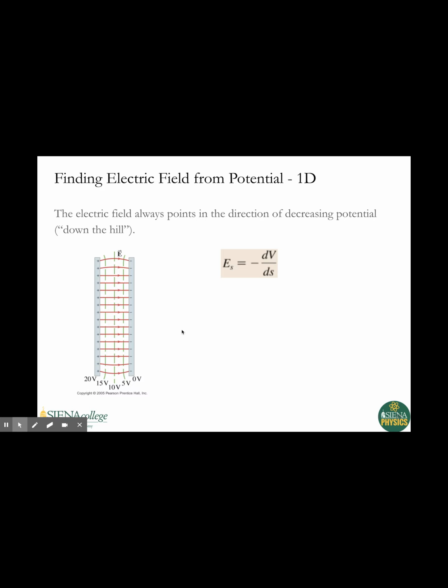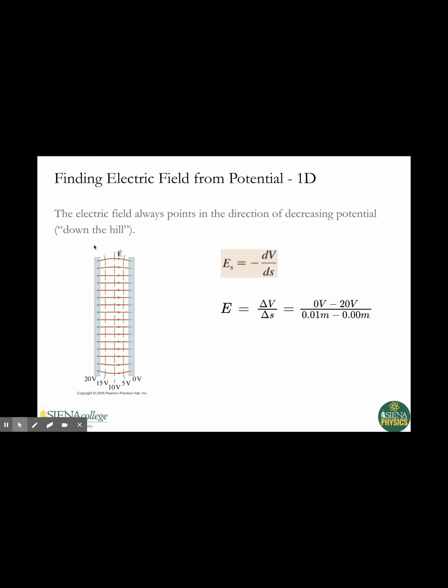So if it's linear like that, then I can use the equation negative delta V over delta S. Just looking at that, I forgot my negative here. There should be a negative outside of here. So my E would be negative delta V over delta S. My delta V, if I'm going from left to right, my final is 0 volts here, and my initial is 20 volts. So I have 0 minus 20 volts.